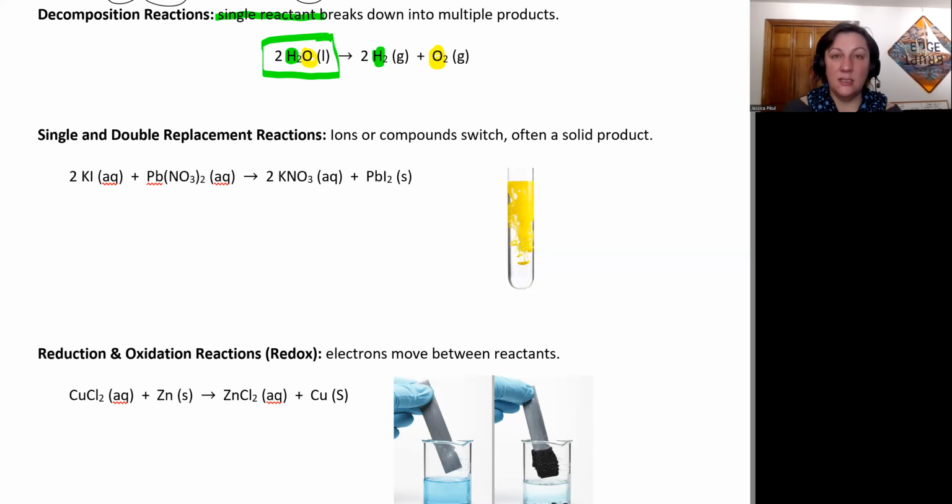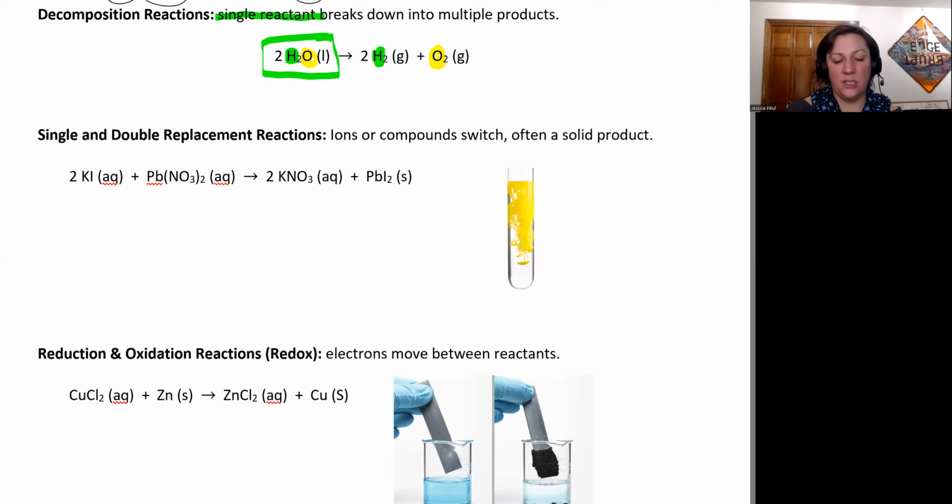All right, next we have single and double replacement reactions. So in these ones, we either have one ion switch which cation it is bonded to, or two. And I think these types of reactions are most famous for precipitation reactions that are in this category.